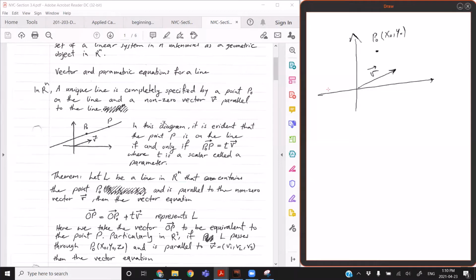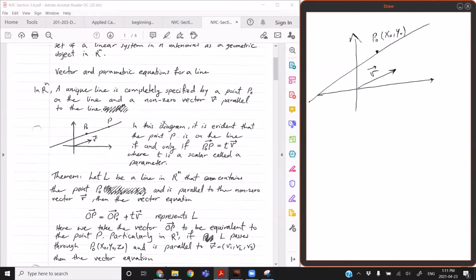And I say, draw the line that passes through P0 and is parallel to V. Then you have only one choice. There is only one line that's going to be through the point P0 and also parallel to the vector V. There is no disagreement on that. There is only one way to do that. Now, imagine R3. If we are in the three-dimensional space, the real world, and I ask you to imagine the line that passes through this certain point and is parallel to this certain vector, then there is only a unique way you can imagine that.